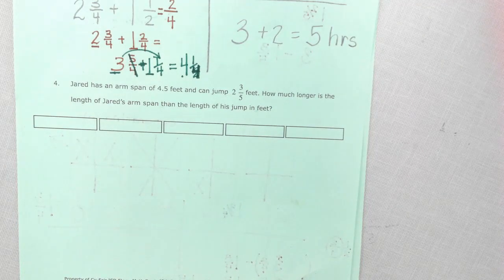Jared has an arm span of 4.5 feet and can jump 2 3/5 feet. How much longer is the length of Jared's arm span than the length of his jump in feet?